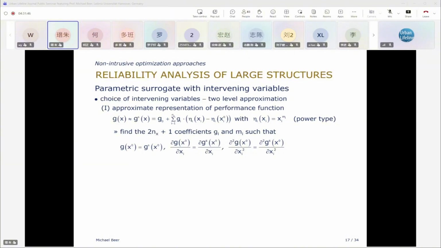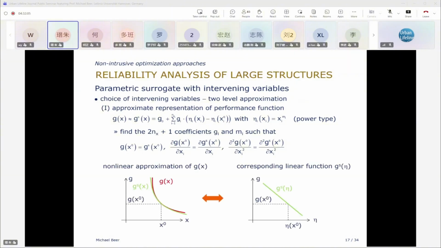Okay, so how to find these two unknowns for each of the intervening variables? We pick one point in the physical space, x naught, and at this point x naught, the approximation and the original performance function need to have the same functional value. Then the first derivatives need to be the same, and the second derivatives need to be the same. We forget about the cross terms, and that gives us a sufficient number of coefficients. So we only need 2n plus 1 coefficients or points to calculate in order to find these parameters for the intervening variables. Once we find them, we have a linear approximation of the limit state in terms of the intervening variable, which looks like this.